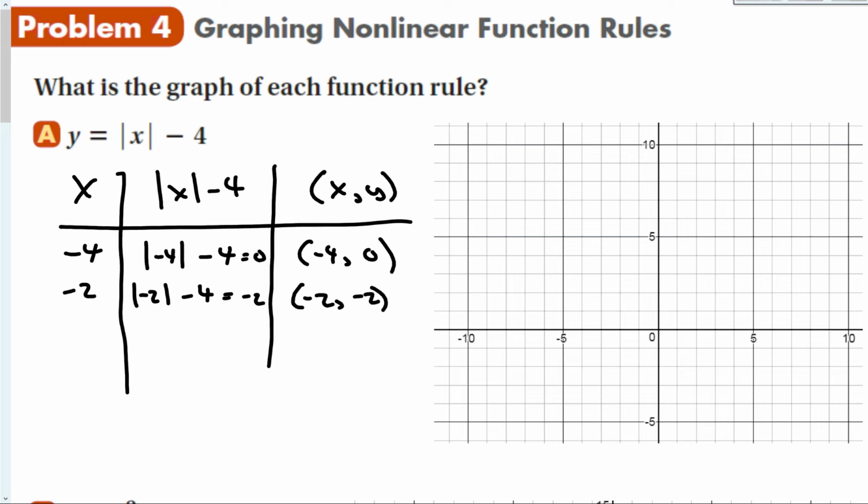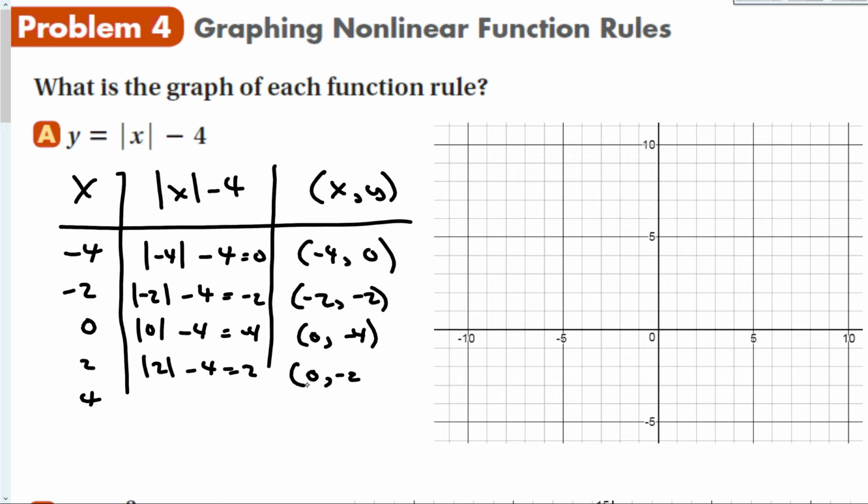Okay, well then, let's plug in 0. Absolute value of 0 is 0, minus 4 gives me -4, so there's my next point. Let's plug in 2 and then plug in 4. So that's the absolute value of 2 minus 4, which gives me -2 again, which is okay. So 2, -2. And finally, absolute value of 4 is +4, minus 4 gives me 0. Okay, so I can clearly see that just plugging in the numbers, doing the calculation, is going to give me my y values. Okay, so let's graph it.